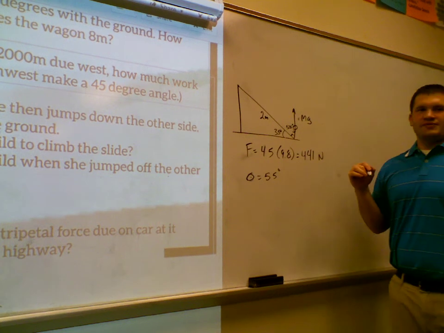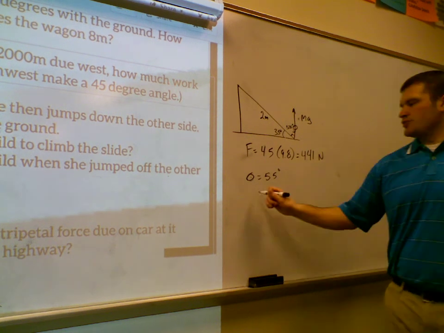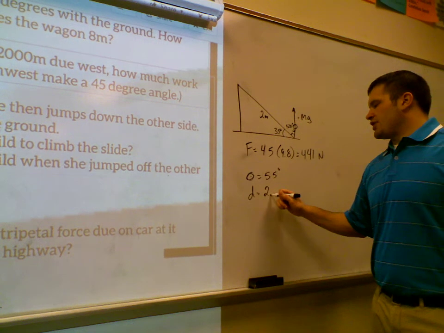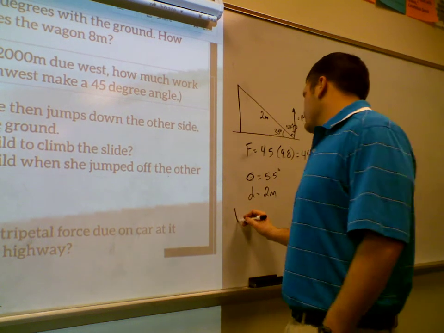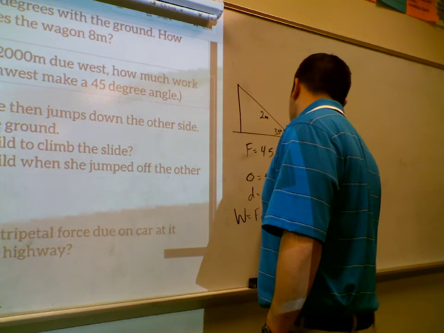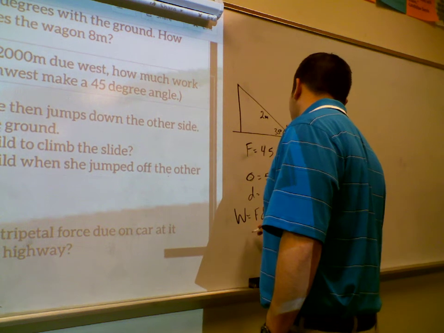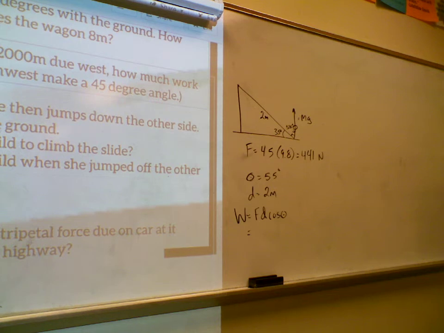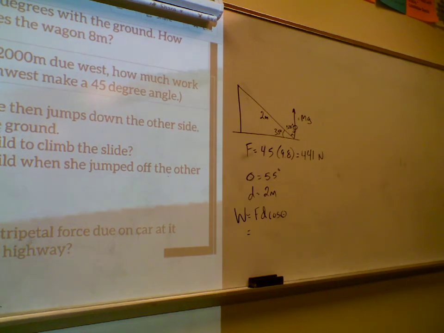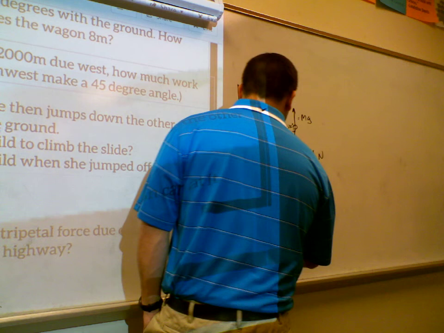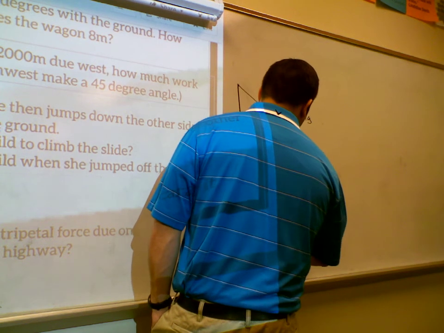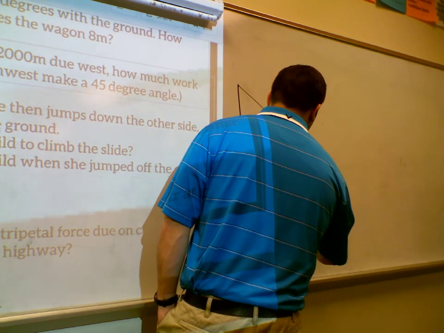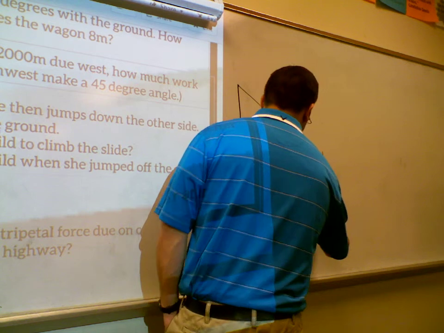What's the displacement? 2. So how do we find the work done? You plug in the numbers you know and you multiply. Thank you for being literal, Skylar. So work equals 441 times 2 times cosine 55. What do we get? 505.9.